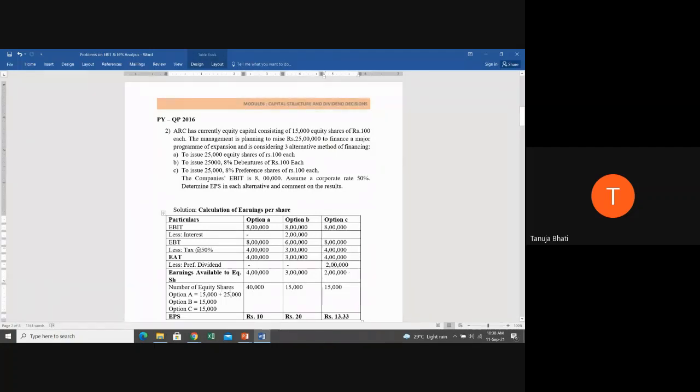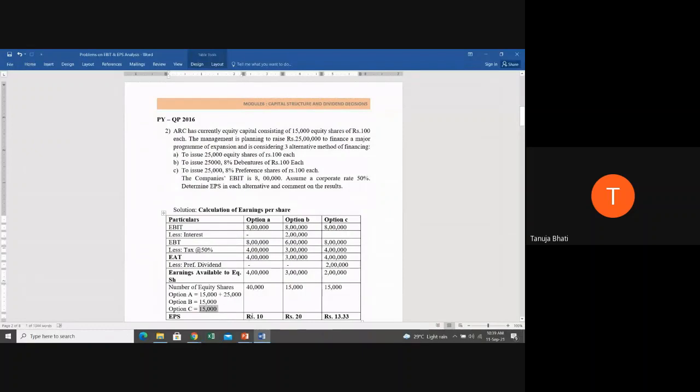Number of equity shares. Now for option A, the old number of equity shares is 15,000, plus under option A 25,000 are being issued. So 25,000 plus 15,000, that is 40,000 is the number of equity shares in option A. Under option B, it is completely raised through debentures, so only the old equity shares will come into picture, that is 15,000. And under option C also, it is completely raised through preference shares. Therefore, no new equity shares, and only the old equity shares will come into picture, that is 15,000.